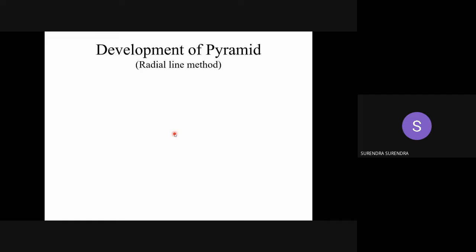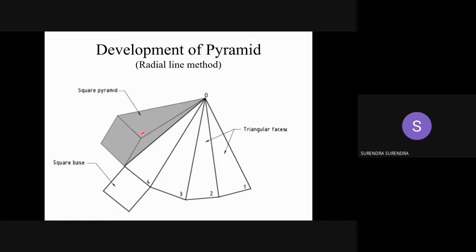For the development of a pyramid, the method is called the radial line method. If you open a pyramid, the surface gives triangles depending on the number of sides of the base. If it is a square pyramid, we get 4 triangles; if it is a pentagonal pyramid, we get 5 triangles. All these slant edges are joined towards the apex point O, so the lines look like radial lines of a circle. That's why it is called the radial line method.